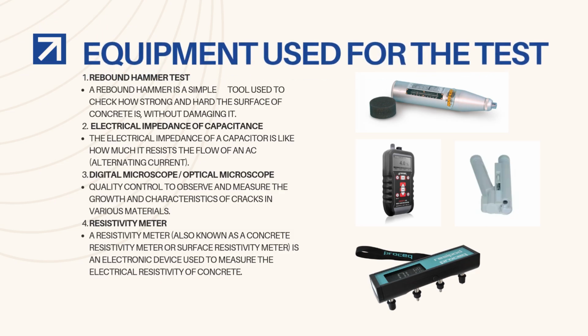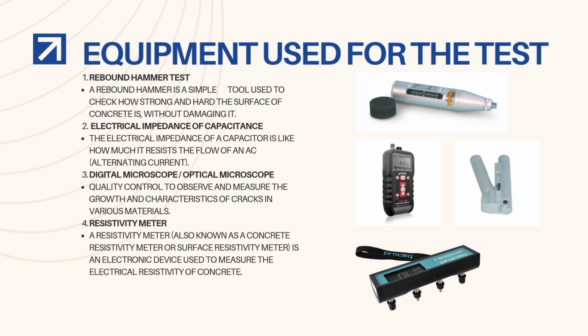Rebound hammer test. A rebound hammer is a simple tool used to check how strong and hard the surface of concrete is without damaging it. Electrical impedance of capacitance. The electrical impedance of a capacitor is like how much it resists the flow of an AC, alternating current.